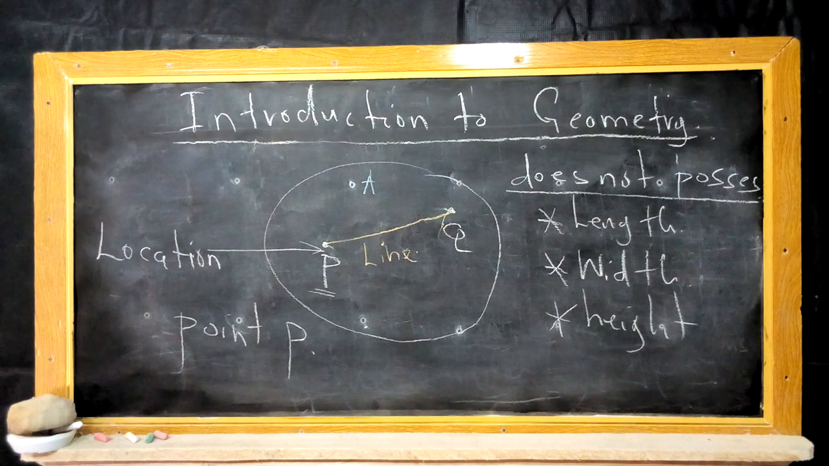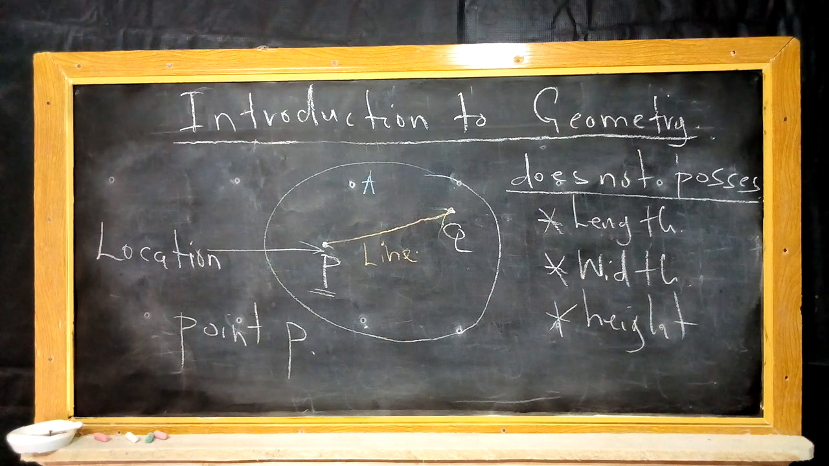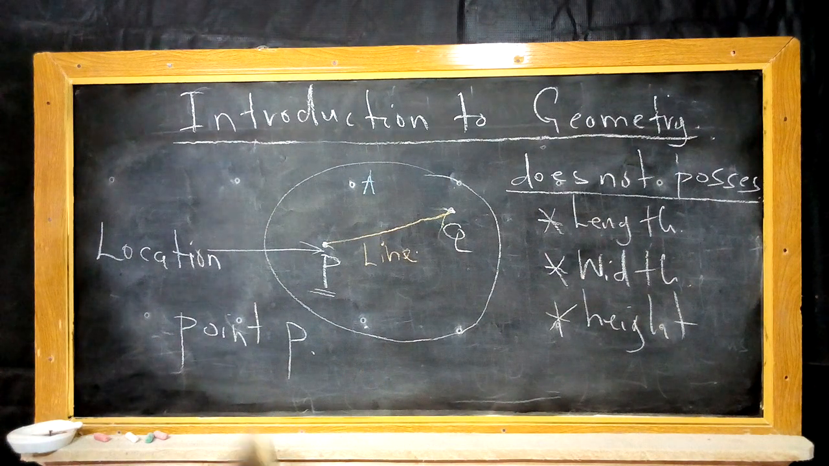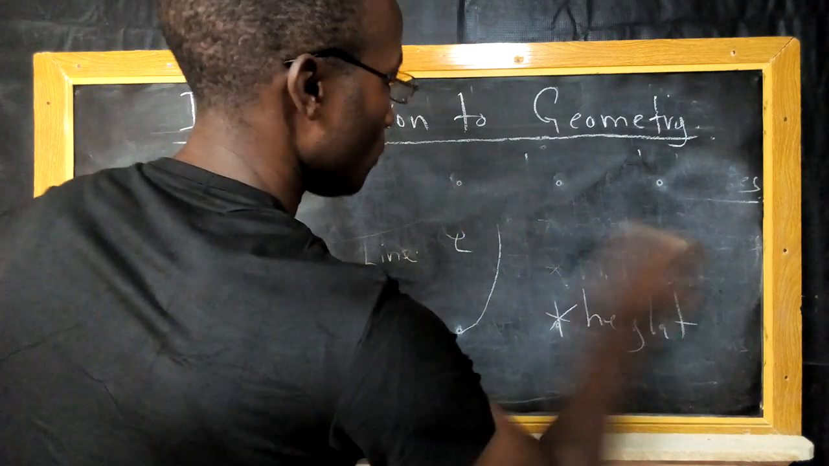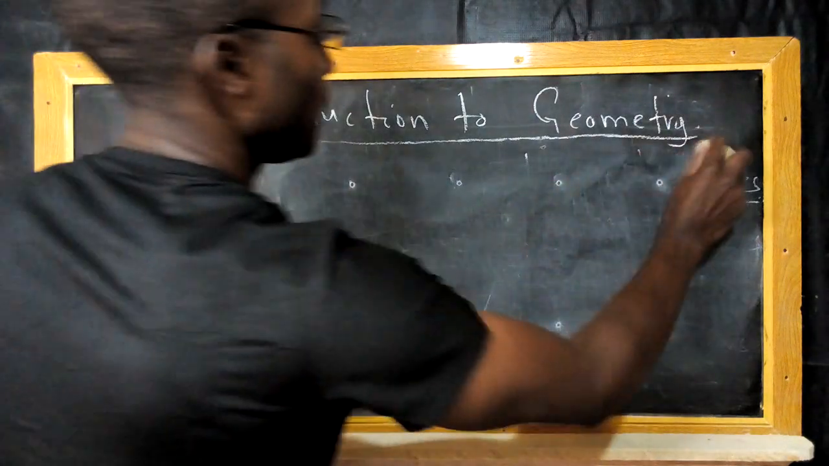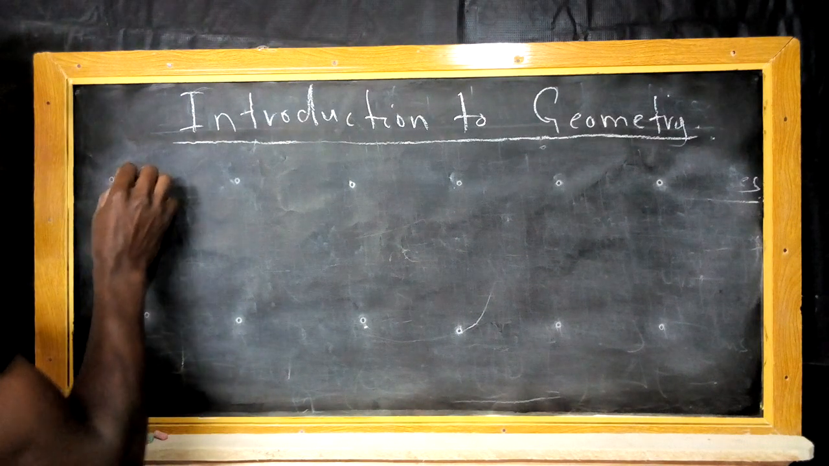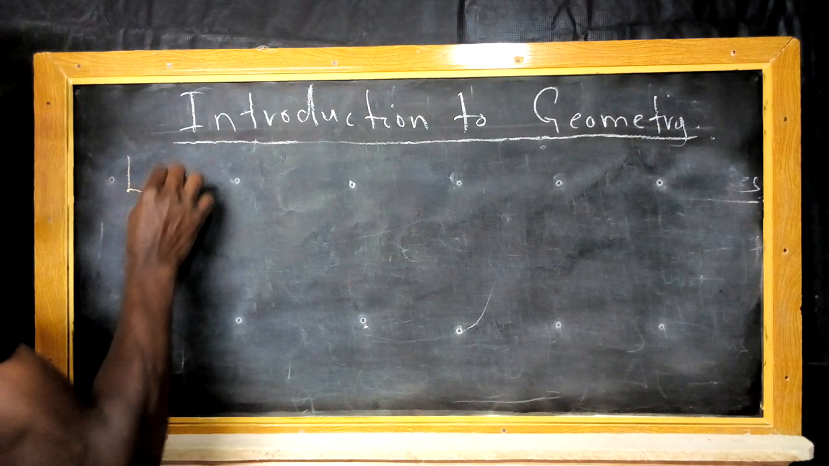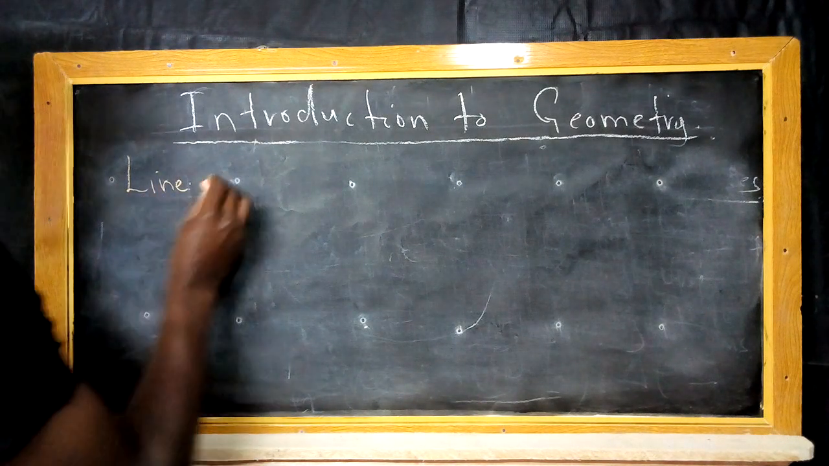So in that case, we have said that a point is a small location in space which has no length, width, or height. So let's see about this aspect of a line and try to see what's the difference between a point and a line. We have talked about a line, so we are going to use the term line segment.